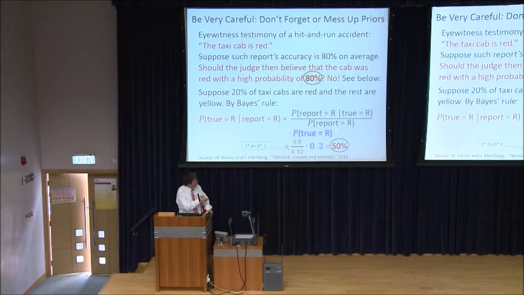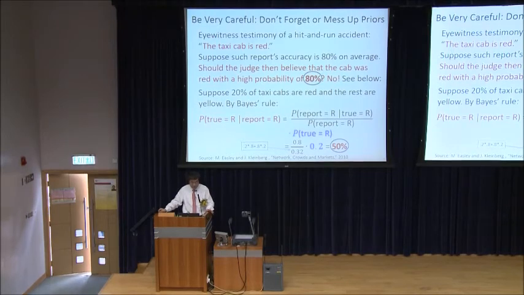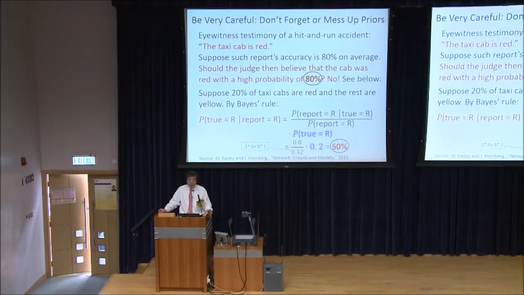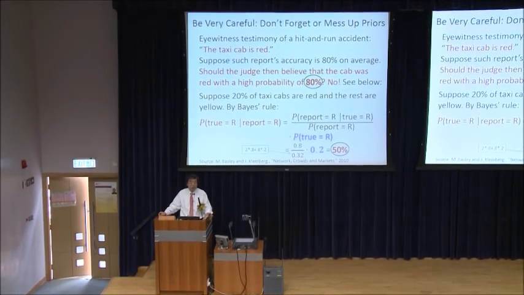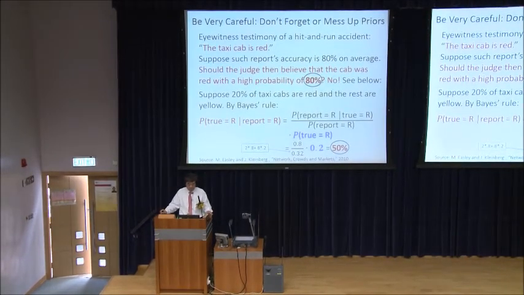80% is not 80%. Actually, the real number is 50%, maybe even lower. It all depends on the probability among all the cabs. How many cabs are red? How many cabs are other colors? Suppose only 0.1% of the cabs are red. What's the chance a person will see a red cab? No matter how good that person's eye is, the chance is very small.